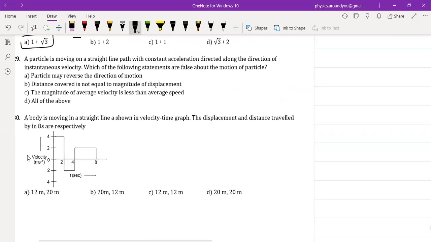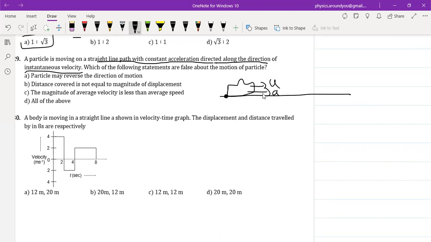Question number 29. A particle is moving in a straight line path with constant acceleration directed along the direction of instantaneous velocity. So you imagine a car which has put on accelerator and it started from this point. Is it ever going to turn back? It is not going to turn back because for turning back, it has to first come to a stop. It can't happen because it's continuously under acceleration. So a particle may reverse the direction of motion is false.